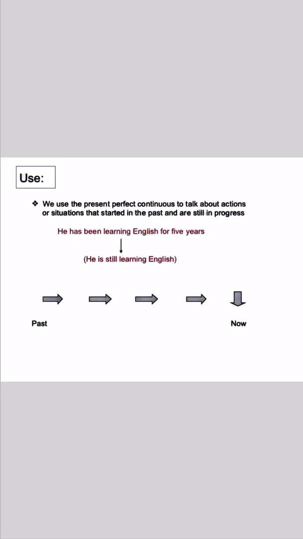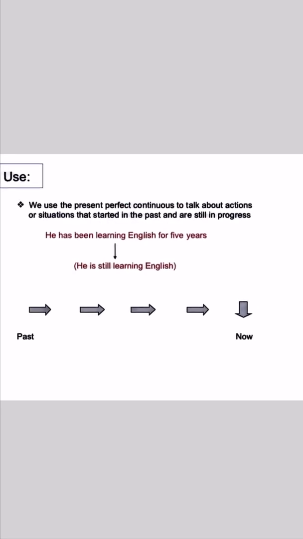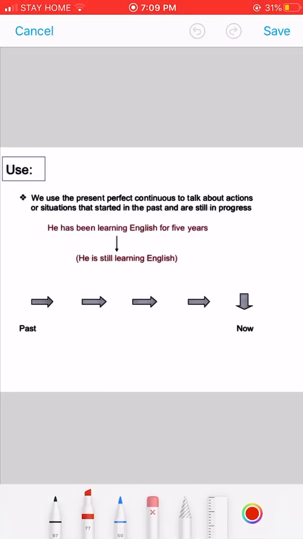When we use the present perfect progressive or present perfect continuous, the first use is to talk about actions or situations that started in the past and are still in progress. So what's the meaning of actions or situations that started in the past and are still in progress? إذن نستخدم المضارع التام المستمر للتحدث عن actions حدث situations حالة started in the past هي بدأت في الماضي and are still in progress وما زالت تتقدم or still up to now أو استمرت إلى الآن.